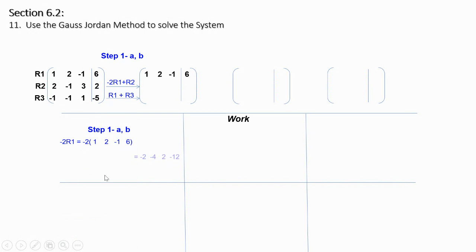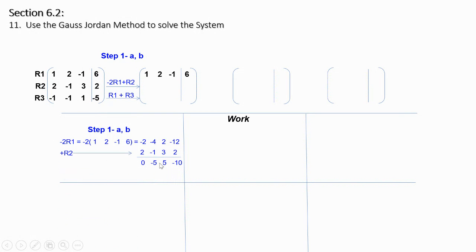Right, so negative 2 row 1 is going to give us negative 2, negative 4, 2, and negative 12. And then we're going to add it to row 2. So we just bring row 2 over. So it's going to give us 0, negative 5, 5, and negative 10.